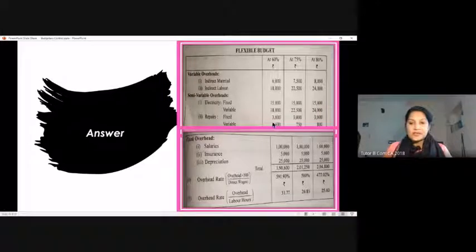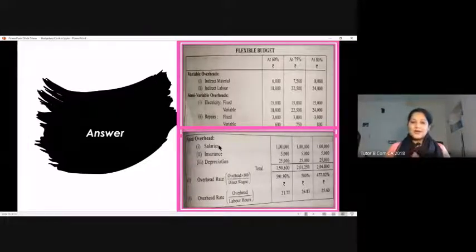Here the repairs is 3,000. The fixed component is fixed for all the production levels. The variable will change for different capacity levels. The 75 we already had; we could easily work it out from what is given in the question. Then we are going to find out for 60% and 80%. How do we find out? 750 divided by 75 into 60, and for 80 it will be multiplied with 80.